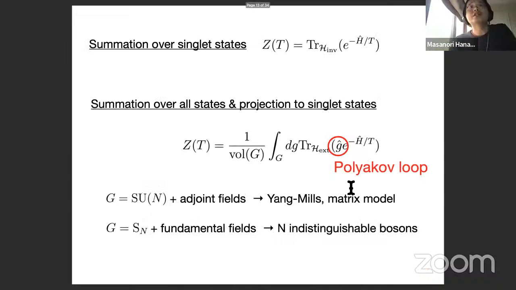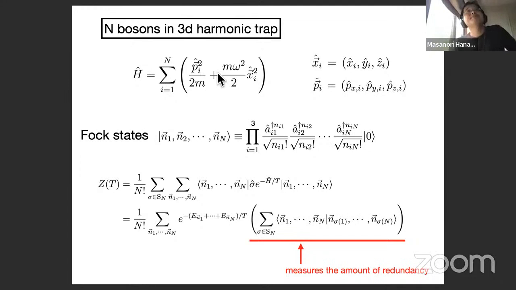Let's apply this formalism to a system of N indistinguishable bosons. In that case, the extended Hilbert space is just a Fock space, and the gauge group is the permutation group S_N in the sense I explained shortly. So let's consider N bosons in a three-dimensional harmonic potential. The Hamiltonian is just H hat equals P squared plus X squared, summed over i, where i runs from one to N. Each X hat and P hat is a three-vector, so there are three coordinates and three momenta.